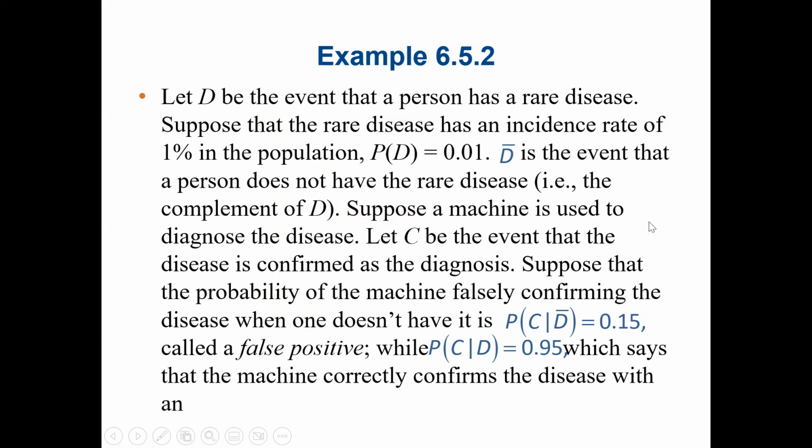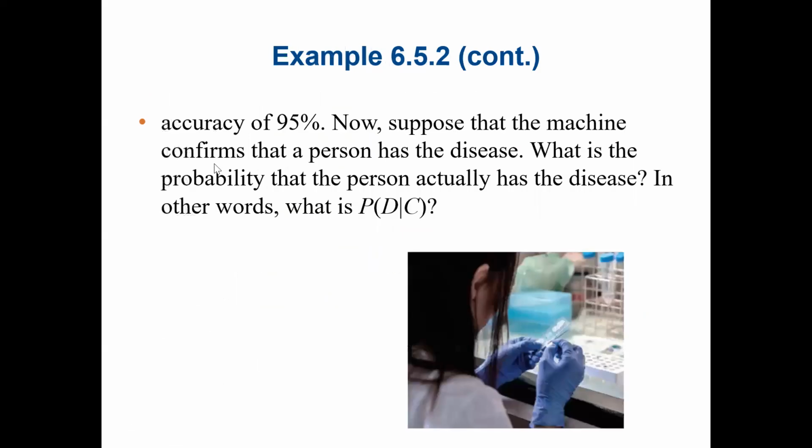Now, suppose a machine is used to diagnose the disease. Let C be the event that the disease is confirmed as the diagnosis. Now, suppose that the probability of the machine falsely confirming the disease when one doesn't have it is probability of C given complement of D is 0.15. We call this the false positive. While the probability of C given D is 0.95, which says that the machine correctly confirmed the disease with an accuracy of 95%.